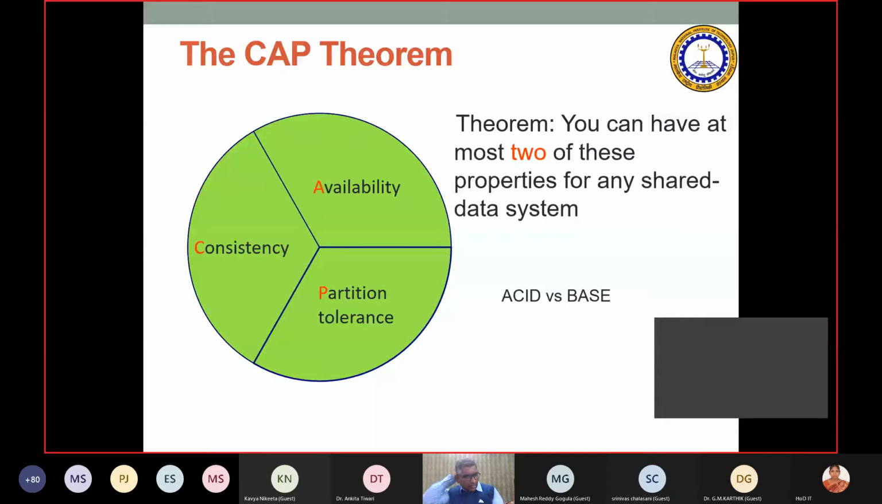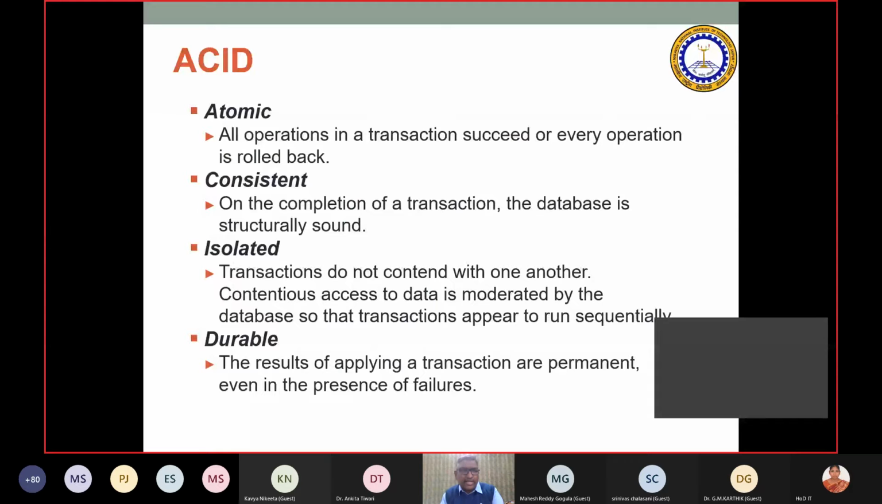So these are the four properties that we look at: ACID, atomic, consistent, isolated, and durable. Atomic means all operations in a transaction succeed or every operation is rolled back. You are aware of this in DBMS, so I am skipping it. Consistent: on the completion of a transaction, the database is structurally sound. There is no anomaly, it is not wavering, it is very straightforward. Isolated: transactions do not contend with one another. Contentious access to data is moderated by the database. Durable: the results are permanent.